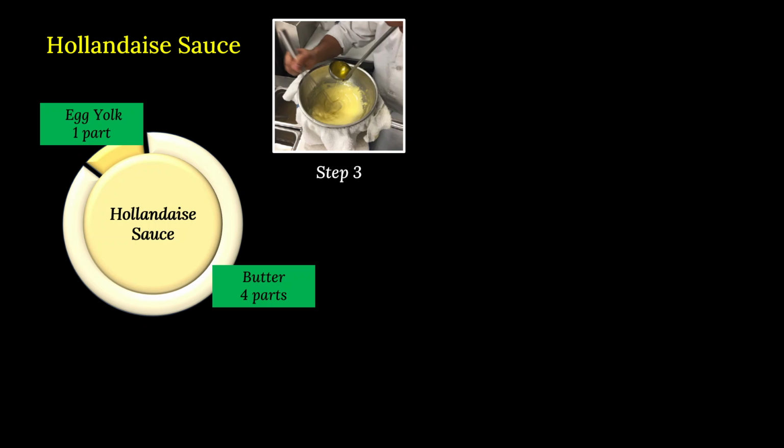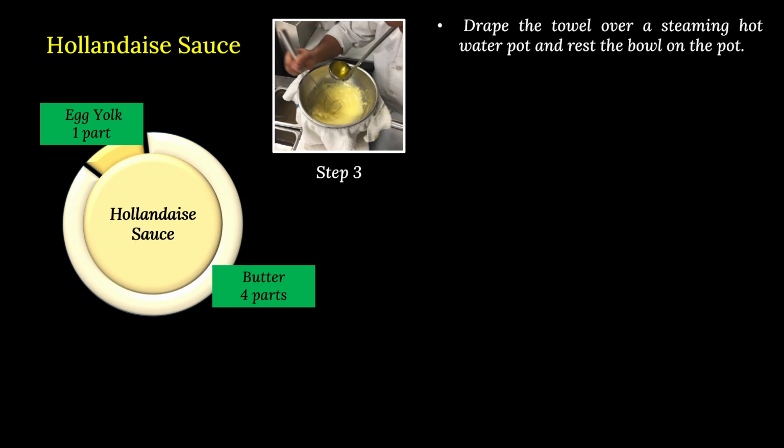Step 3. Firstly, drape the towel over a steaming hot water pot. That means in the same double boiler, you put one towel so that the steam is not hitting the bowl in the double boiler system directly, where the saucepan is having the mixture of the egg yolk, and then rest the bowl on the pot. You can do the arrangement as it is shown in the image.